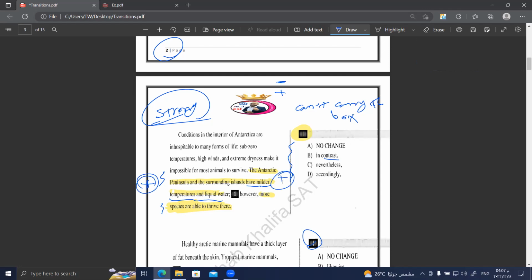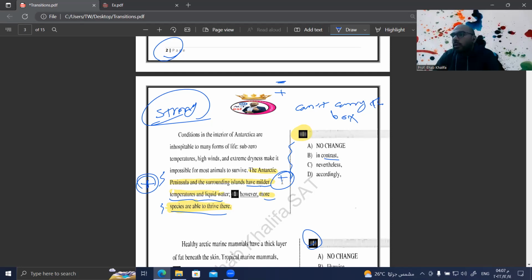What comes after? More species are able to thrive there. Is it good or bad? Good. So that is positive. So I have positive, positive. It can never be any word indicating contradiction at all. So however, in contrast, nevertheless is wrong, because I can choose A, B, or C only if I have a positive, negative, or negative, positive relationship. So I end up with one possibility only, which is accordingly.